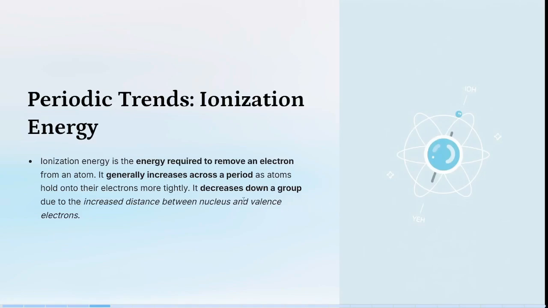On the other side, down the group, it decreases, similar to atomic radius. And the reason for the decrease is the increased distance from the nucleus. As the shells begin to increase, the shells surround the nucleus. You put the first shell, the second shell, the third shell. They make the electrons become farther away from the nucleus. And due to this distance from the nucleus, it becomes easier to take off an electron.